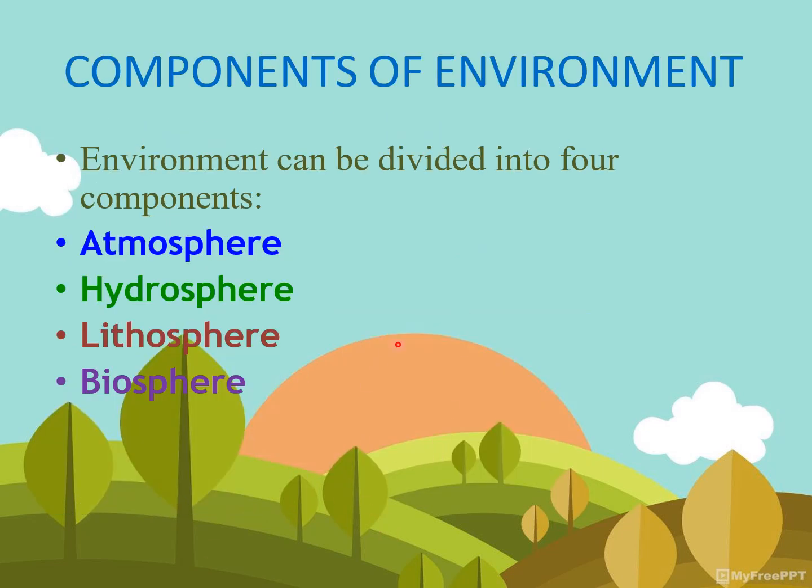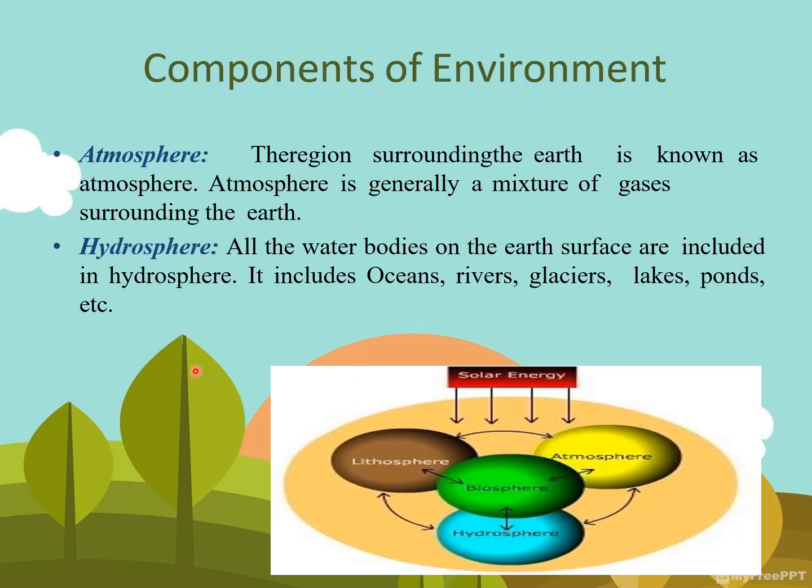The different components of the environment are divided into four: atmosphere, the sphere of gas; hydrosphere, the sphere of water; lithosphere, the sphere of rocks; and biosphere, where we live. The atmosphere is the region surrounding the earth, generally a mixture of gases. The second one is the hydrosphere. All the water bodies on the earth's surface are included in the hydrosphere. It includes oceans, rivers, glaciers, lakes, ponds, and so on.